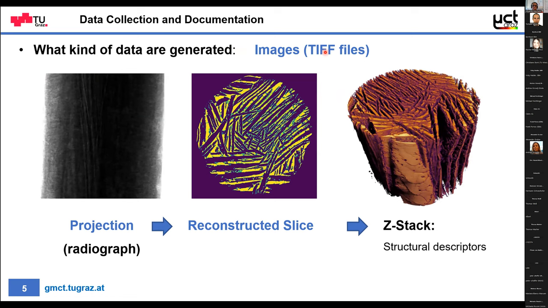We produce two types of sets of images or data. The first one is produced by the machine. This is the so-called projection, or we also call it radiograph. It's an image of the transmission of the X-ray through the sample. Once we have this, the computer, this is why we call it micro computed tomography, takes all this data and applies an algorithm and creates the so-called reconstruction slices. You stack all these slices together, we call it a stack, and you have the virtual representation of the object. So you have a three-dimensional representation of your sample. These are basically the primary information that the user gets at the end of the experiment.